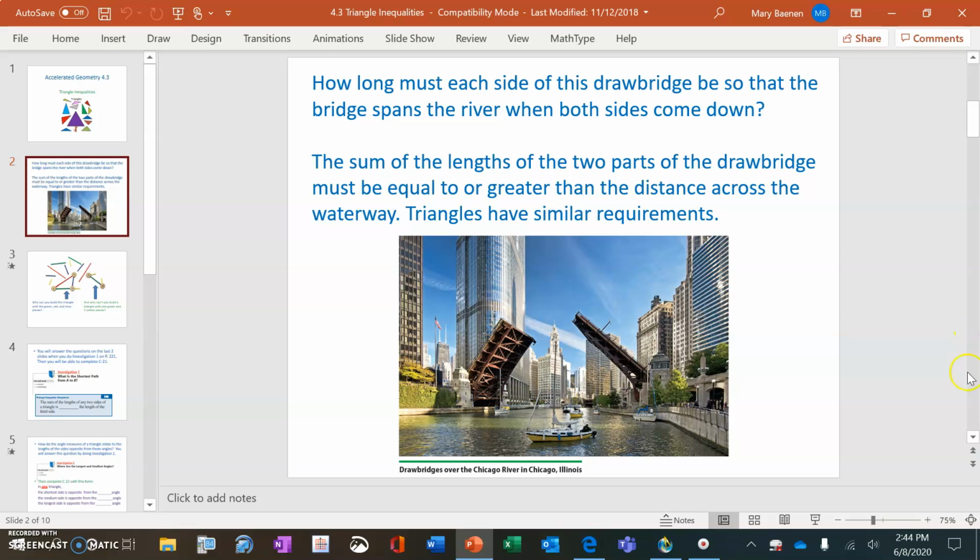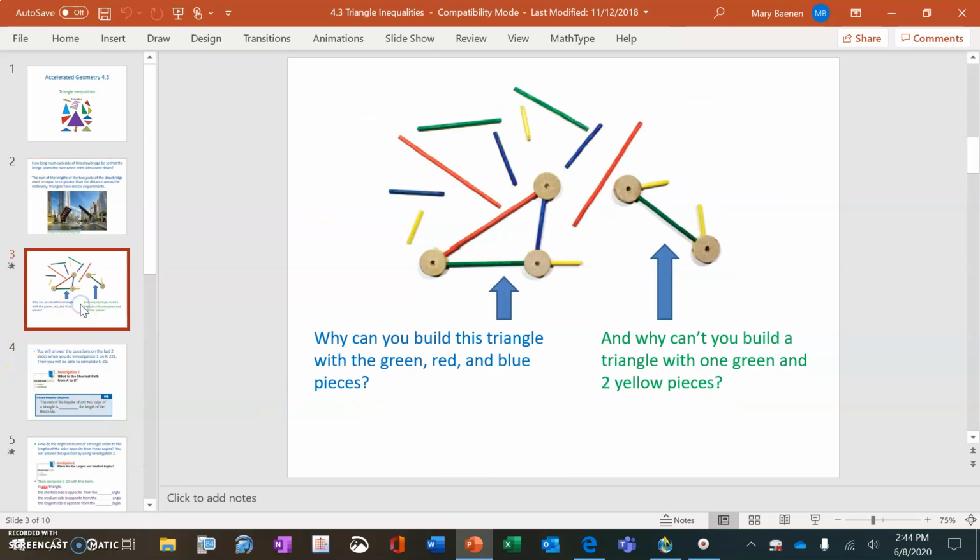Well, when they come down, they have to form a straight line. And so they have to be long enough to complete that side. If they're too short, the cars coming over it will crash into the river. If the two sides are too long, they will meet at a peak, and the cars also will not be able to get over this. So this is just a picture that kind of talks about what we're going to be doing today in class.